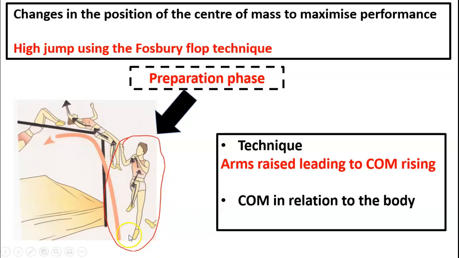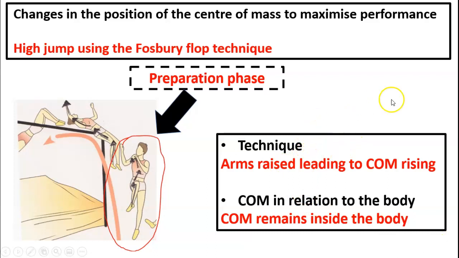Now on top of that, in terms of where our centre of mass is in relation to the body, during preparation, because we haven't backward rotated yet, it's still inside the body. So our centre of mass remains inside the body, but the technique of raising our arms just when we're about to take off means that there is a raised centre of mass. So hopefully you can start to think what's going to happen now.